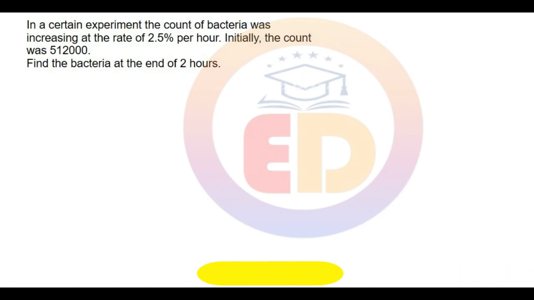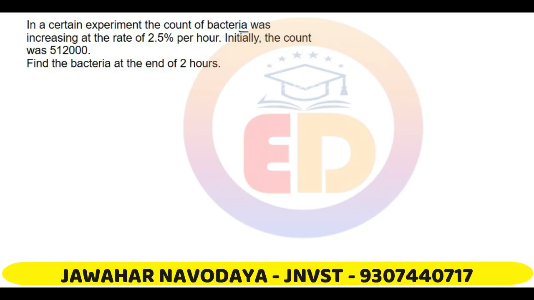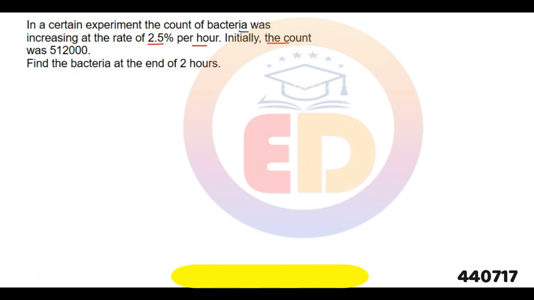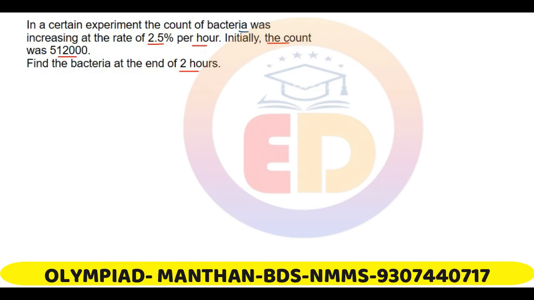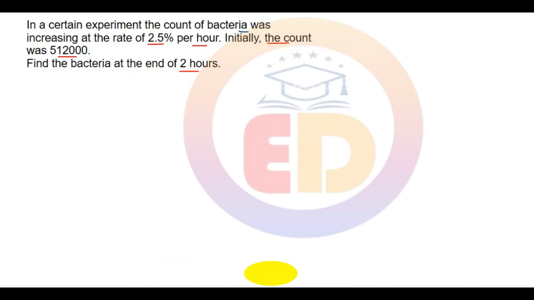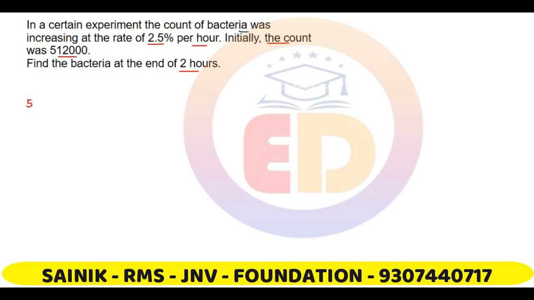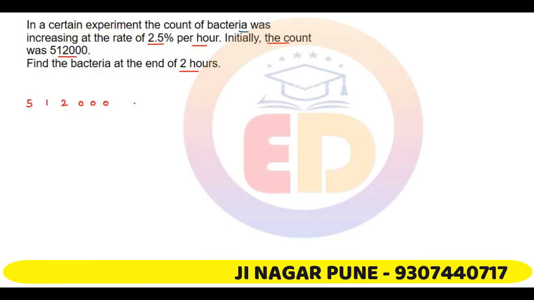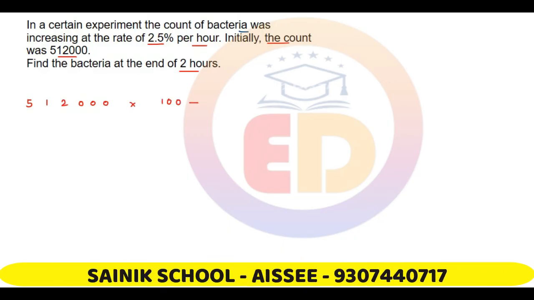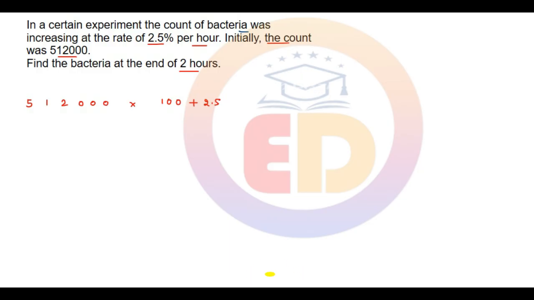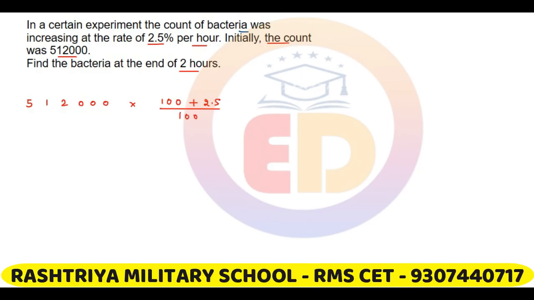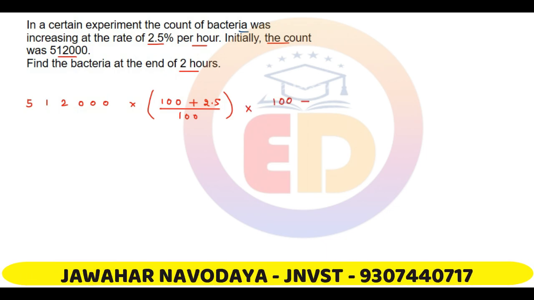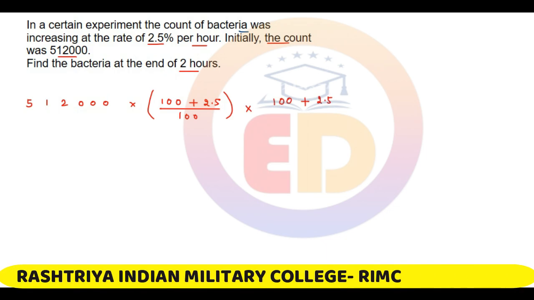Question says, in a certain experiment, the count of bacteria was increasing at the rate of 2.5% per hour. Initially, the count was 5,12,000. Find the bacteria at the end of 2 hours. So initially it's 5,12,000. Let us increase it by 2.5%. Multiply this by 100 plus 2.5 upon 100. This is for the first hour, and for the second hour again increase it by 100 plus 2.5 upon 100.